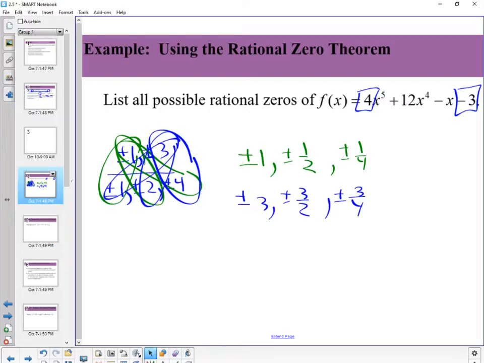Plus or minus 1, plus or minus 3, plus or minus 1/2, plus or minus 1/4, plus or minus 3/2, plus or minus 3/4.